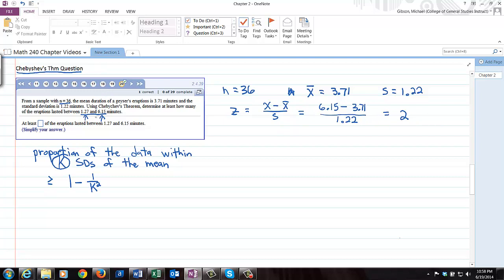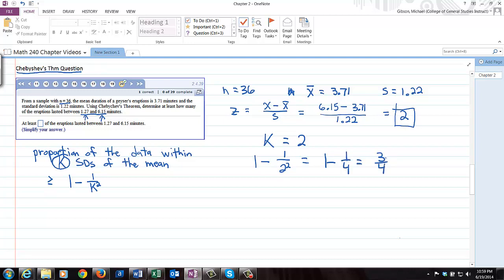Because of the way these work, if you do it for 1.27, you're going to get a minus 2. It's the way they all work. You can use either one. So now this 2, 2 standard deviations above the mean, means we're 2 standard deviations away from the mean, or in other words, our k equals 2. So 1 minus 1 over 2 squared equals 1 minus 1/4 equals 3/4.